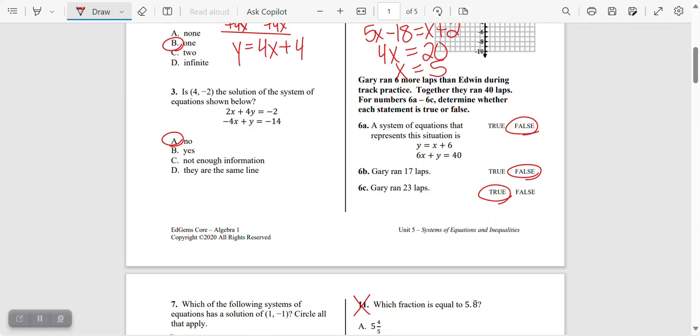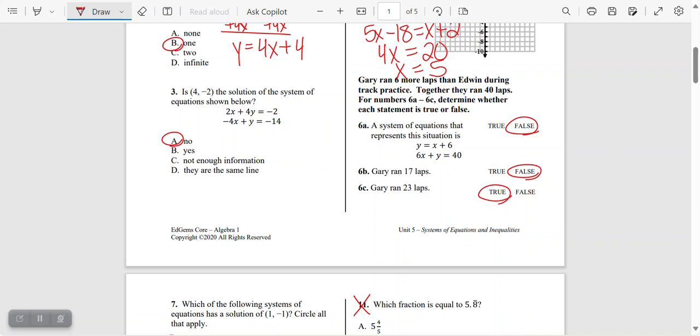Gary ran 6 more laps than Edwin during track practice. Together they ran 40 laps. For A through C, we're going to determine whether each statement is true or false. The first is, the system of equations that represents the situation is y equals x plus 6 and 6x plus y equals 40. Well, if together they ran 40 laps, we don't know how many either one of them ran. We should have an x plus y equals 40. We definitely do not have that.